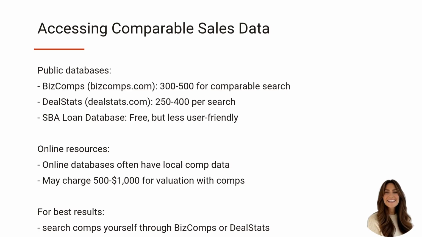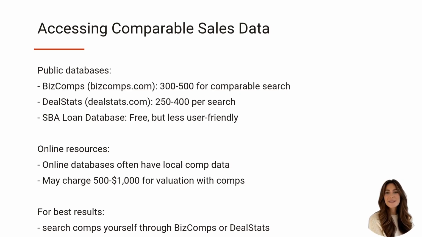You can access this data yourself. BizComps and DealStats charge per search, but it is relatively inexpensive, $250 to $500. You search by industry, location, and revenue range, and you get a list of recent sales with details. The SBA also publishes loan data that is free and searchable, though it is less polished.